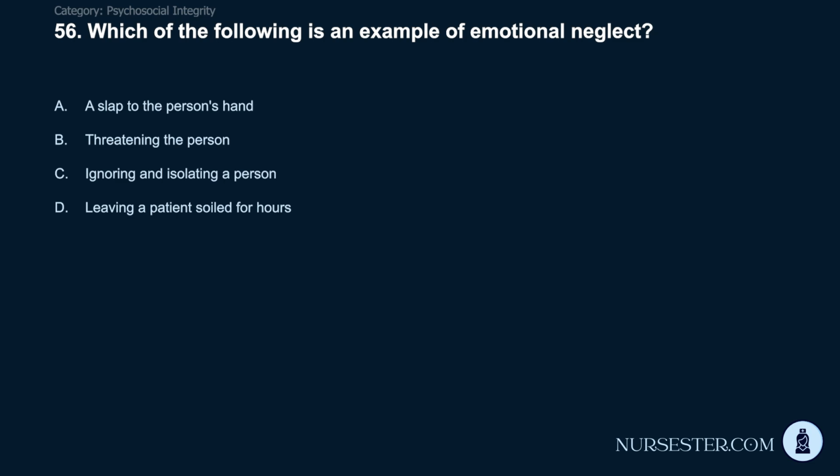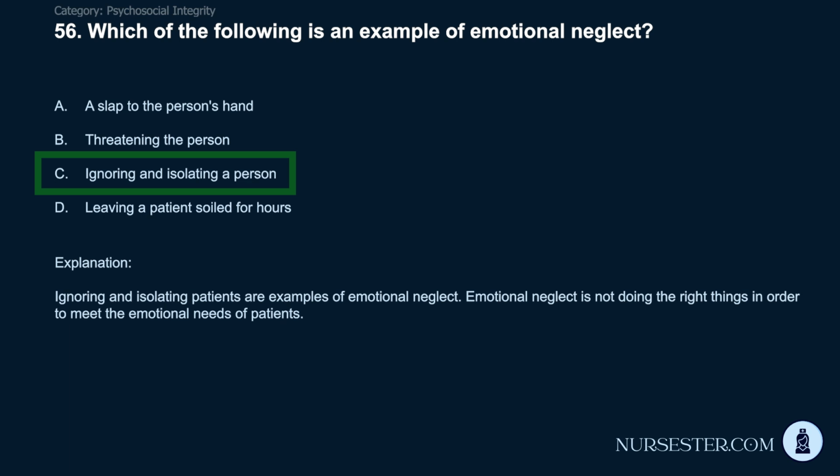56. Which of the following is an example of emotional neglect? A. A slap to the person's hand. B. Threatening the person. C. Ignoring and isolating a person. D. Leaving a patient soiled for hours. Correct answer, C. Ignoring and isolating a person. Ignoring and isolating patients are examples of emotional neglect. Emotional neglect is not doing the right things in order to meet the emotional needs of patients.